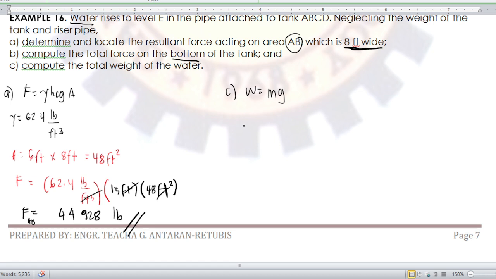Now recall that your mass can be solved using density. Recall density is mass over volume, right? Now, do we have density? Because class, we can solve for volume.